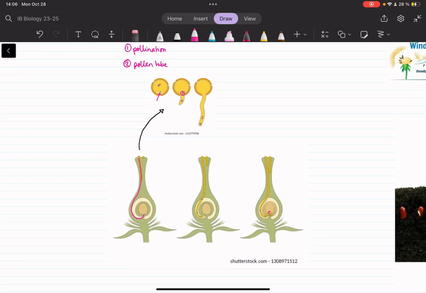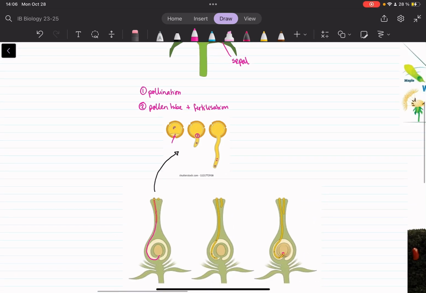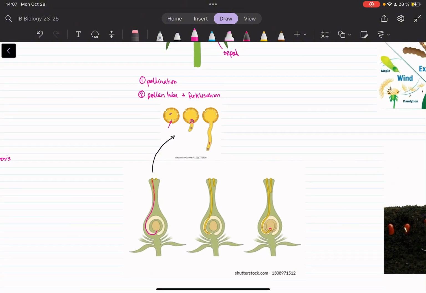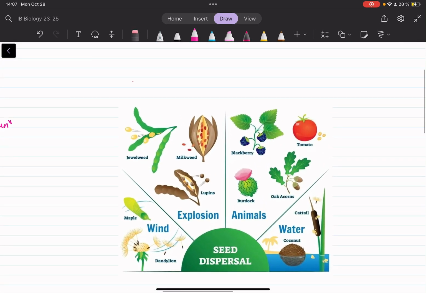So then you've got the pollen tube. And once it reaches there, obviously you've also got fertilization. And again, this is a separate process, but because we don't have to go into detail about it, for me, the pollen tube and fertilization are in the same stage, essentially. Then, once the seed has developed in the ovary, you've got seed dispersal.